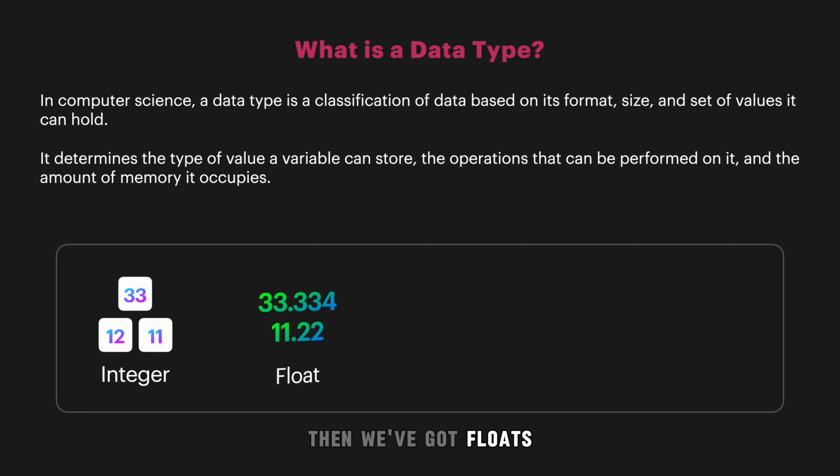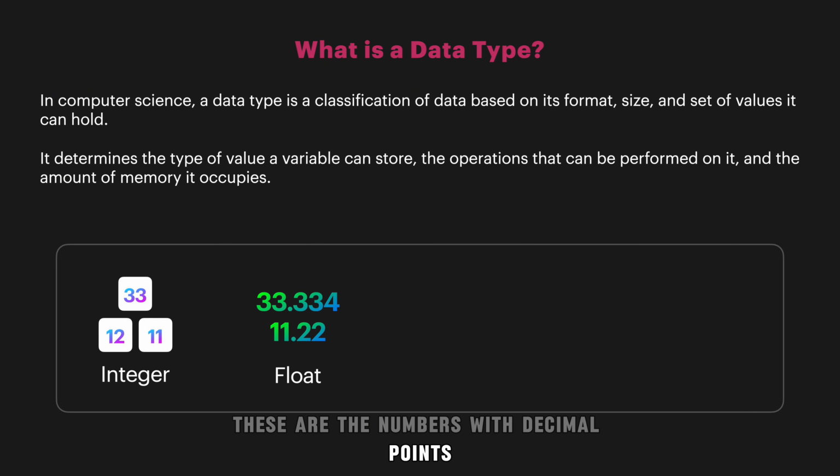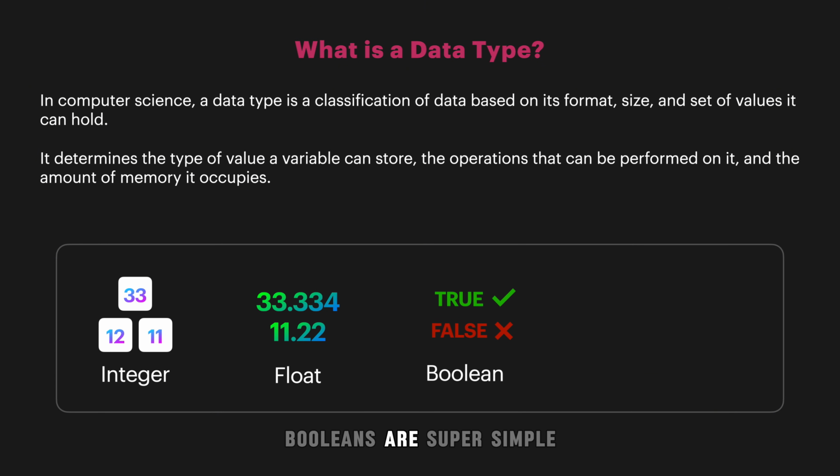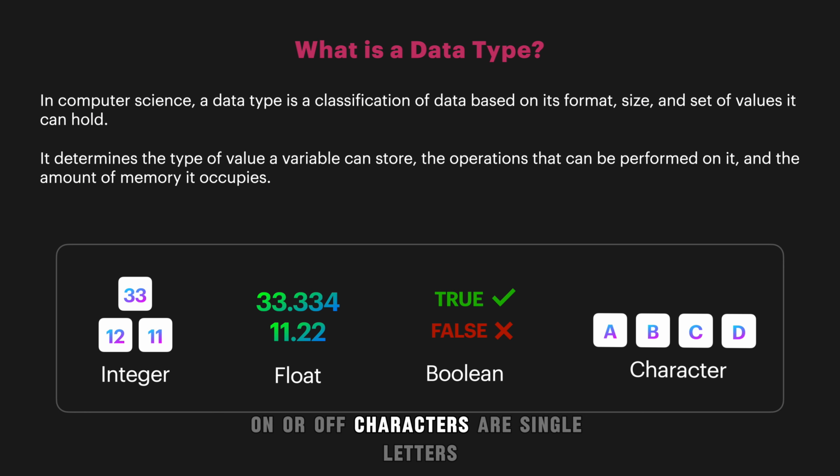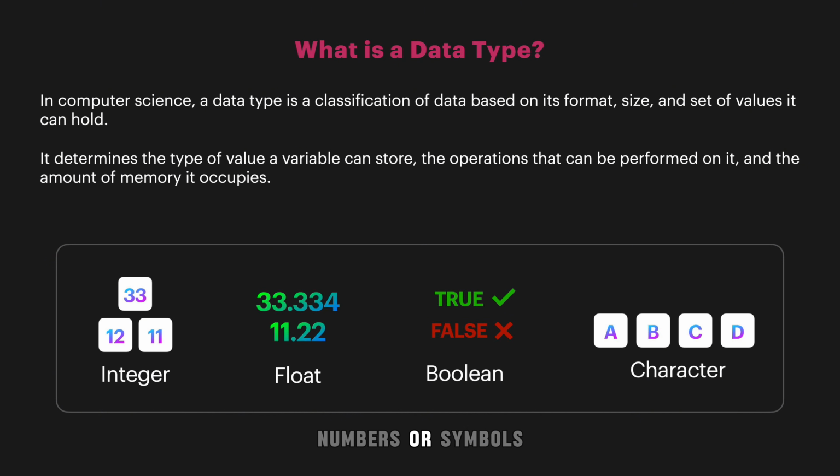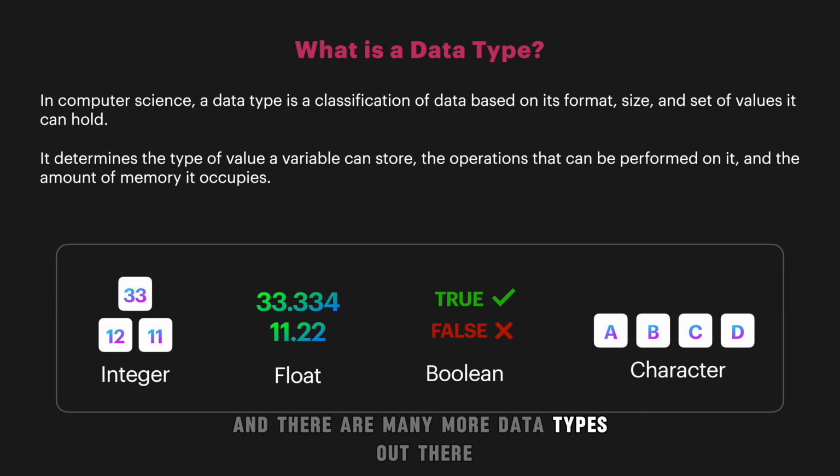Then we've got floats. These are the numbers with decimal points. So, 11.22 or 33.334, that kind of thing. Booleans are super simple. They're just true or false. That's it. Like a light switch, on or off. Characters are single letters, numbers, or symbols. So A, B, C, D, each of these is a character. And there are many more data types out there.